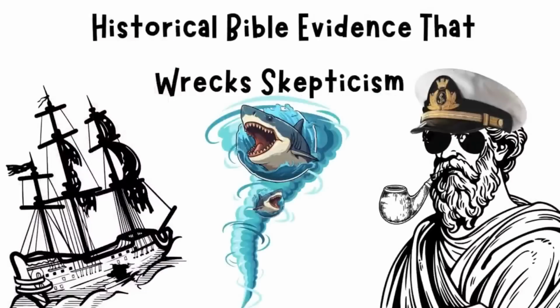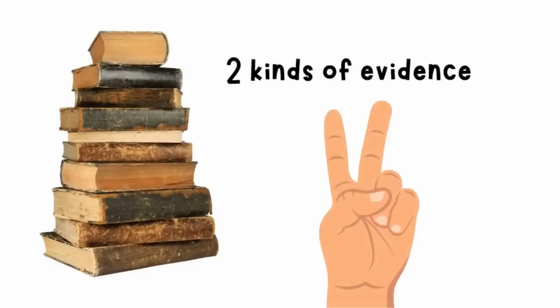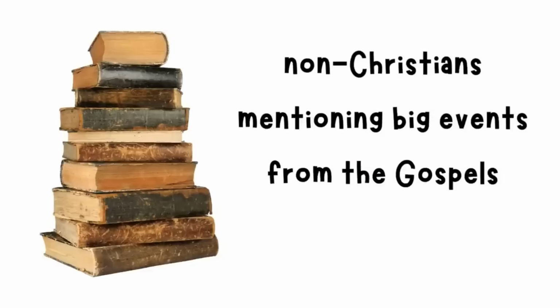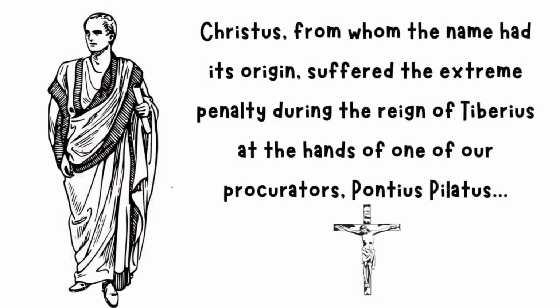Hey everyone, so in my last video I kicked off this series diving into how history outside of the Bible backs up the stories in the Gospels and Acts. Now, when it comes to secular evidence in the Bible, it basically boils down to two different types. First, you've got non-Christians mentioning big events from the Gospels, like Tacitus talking about Jesus' crucifixion.